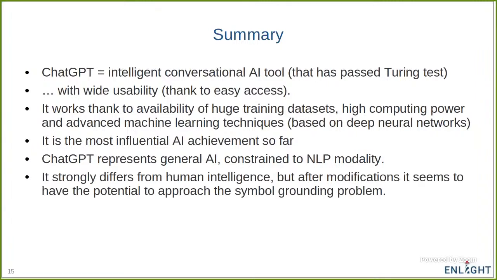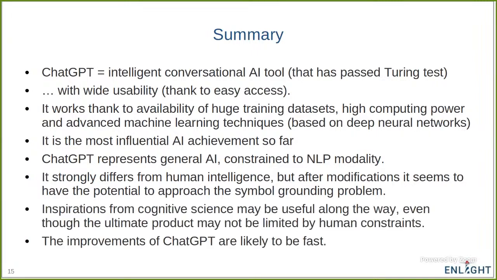But it strongly differs from human intelligence, but after modifications, it seems to have the potential to approach the symbol grounding problem. Inspiration from cognitive science may be useful along the way, even though the ultimate product may not be limited by human constraints. Last but not least, the improvements of ChatGPT are likely to be fast.